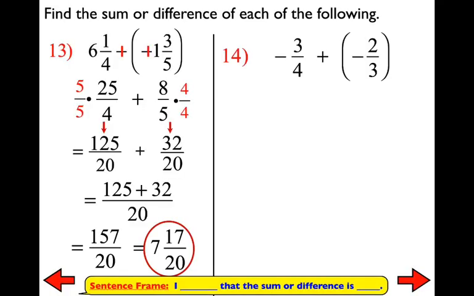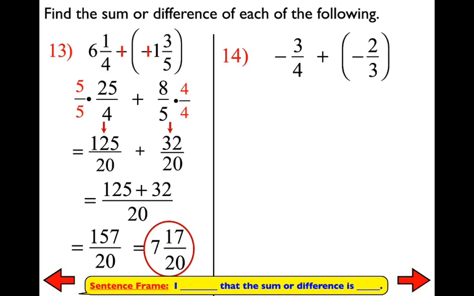Try number 14. Go ahead and pause the video, do the problem, then play to see whether you got it right or wrong. All right, at number 14, we already have an addition problem here. That means we don't really need to add the opposite.